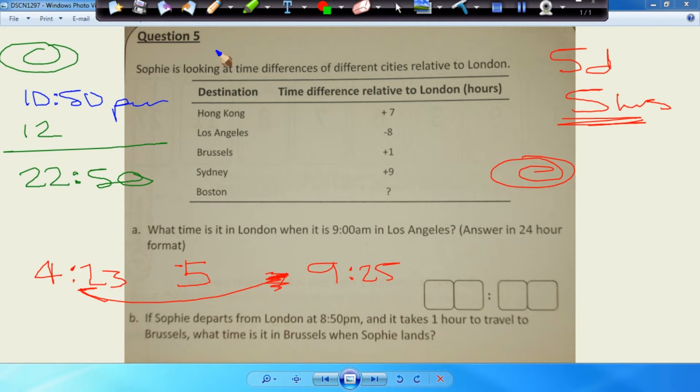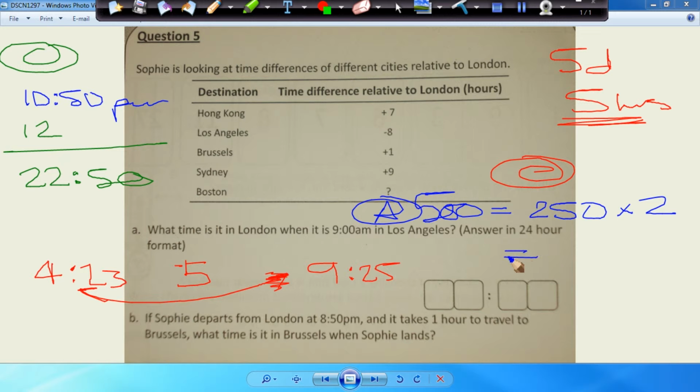So we said the adult price was $2.50. So we have how many adults? 2 of them. So 250 times 2 will give us 500. That's the adult price. Now, how many children are going? 1, just Sophie. Her ticket price is 199. So 199 times 1 is 199. That's the child price.